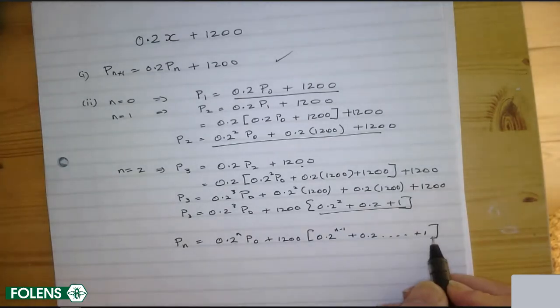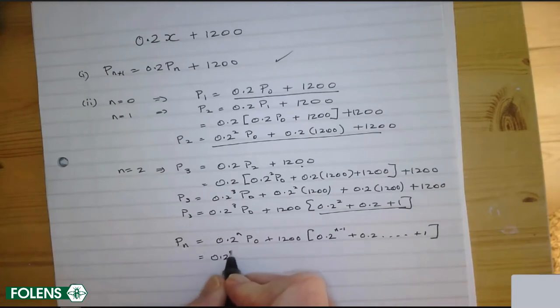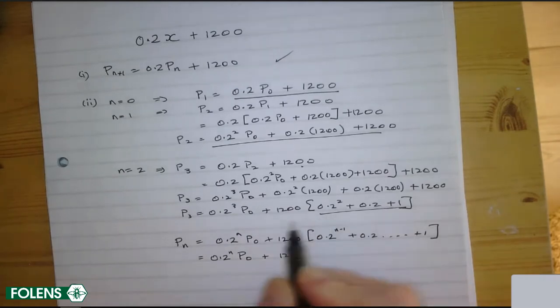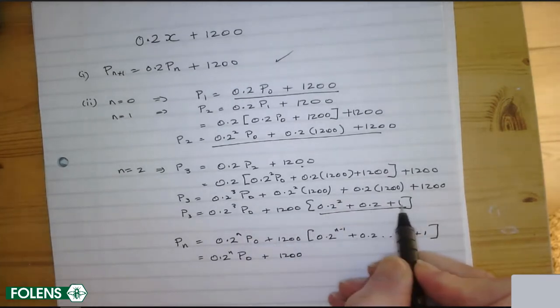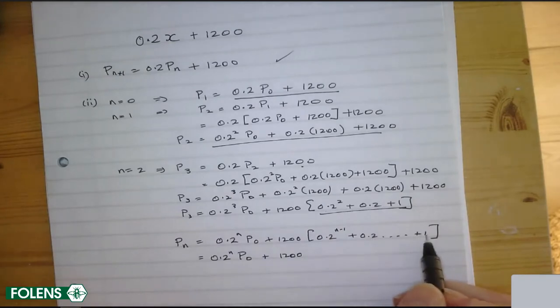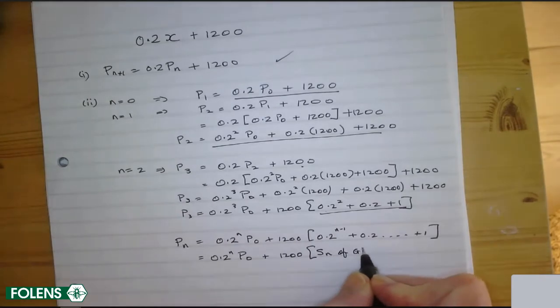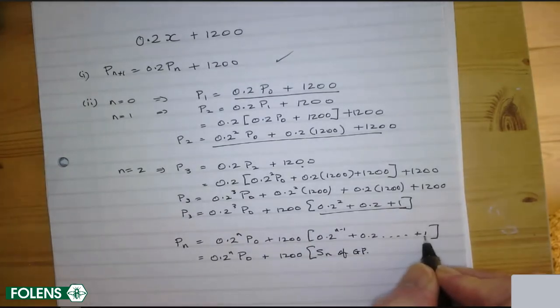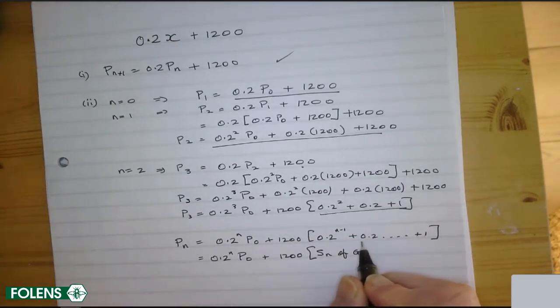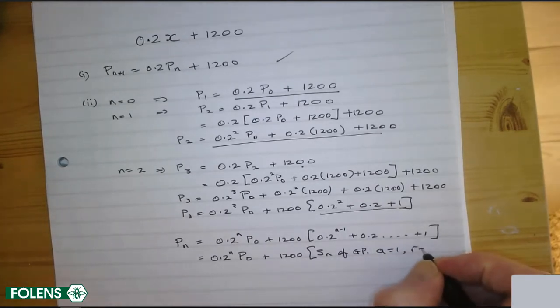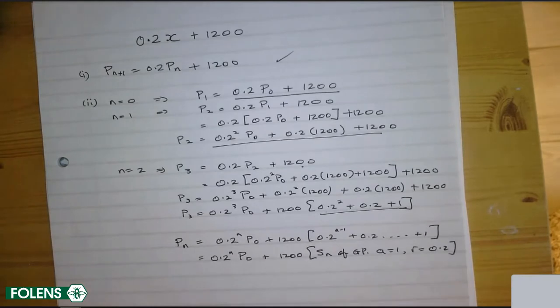So what is this pattern? It's simply 0.2 to the power of n P naught plus 1200. Now, there are 3 terms in P3, and there are n terms in this. This is the sum of n terms of a geometric progression. And I'm going to look at them backwards, where it goes 1, then 0.2, then 0.2 squared, then 0.2 cubed, up to 0.2 to the power of n minus 1. So it's where a is 1 and r is 0.2. That is a simple geometric progression looking at it backwards.